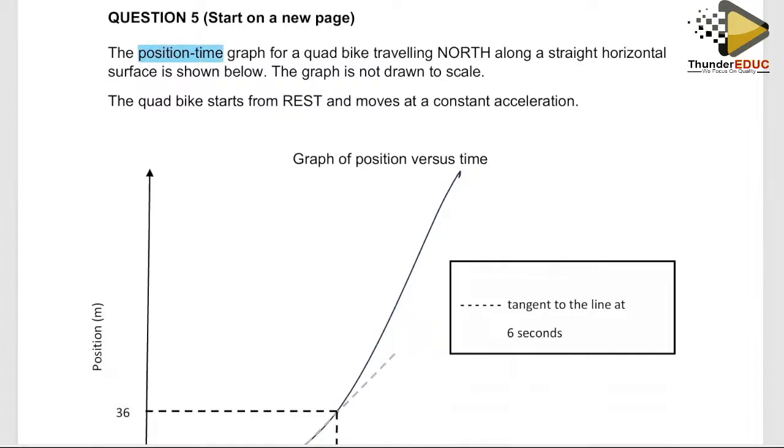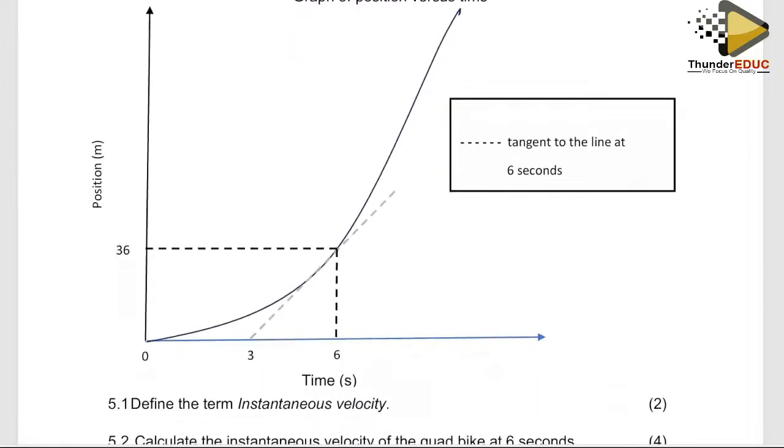We're given the position-time graph for a quad bike traveling north. So it's heading towards the north along a straight horizontal surface as shown below. The graph is not drawn to scale. The quad bike starts from rest and moves at a constant acceleration. So this is the graph that you are given.